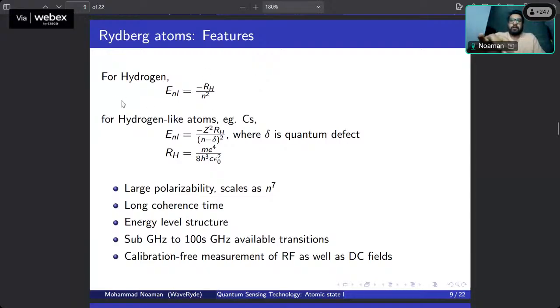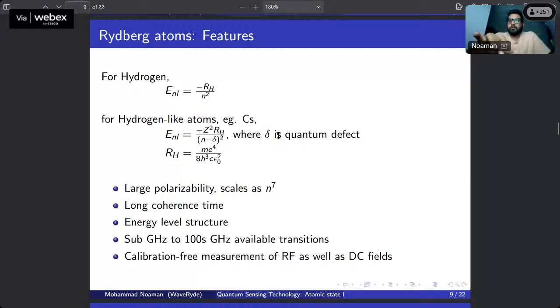Just for a hydrogen atom, the energy of nl scales as R_H by n squared. That's R_H, the Rydberg constant defined here, with the mass of the electron and so on. In the same way, hydrogen-like atoms, for example in this case cesium, have an almost similar looking definition of energy level, except that you get a Z squared term in there. Because Z is 1 for hydrogen, it's not shown. But the other part is n minus delta.